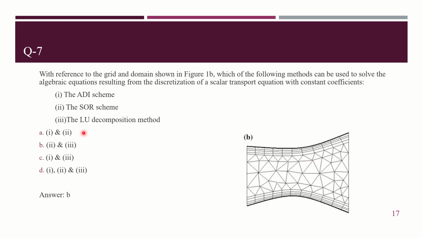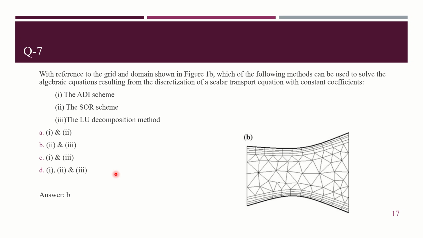So we look at the options now. Option A, that is 1 and 2, option B 2 and 3, option C 1 and 3, option D 1, 2 and 3. So looking at it, we can say that option B is the right answer because it is having 2 and 3, that is SOR scheme and LU decomposition scheme as the options. So we can say that option B is the right answer.